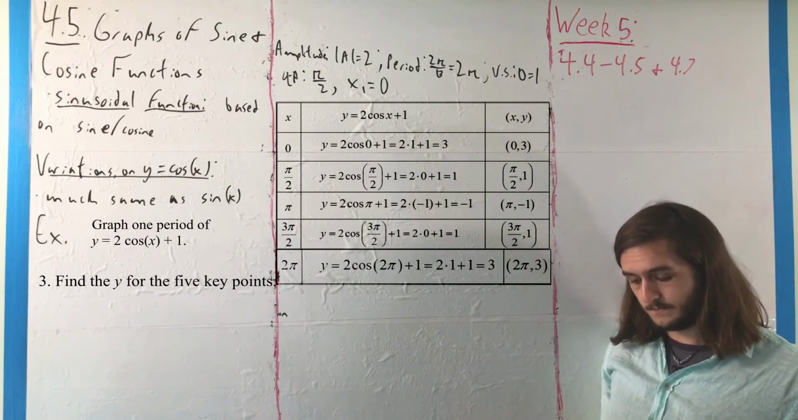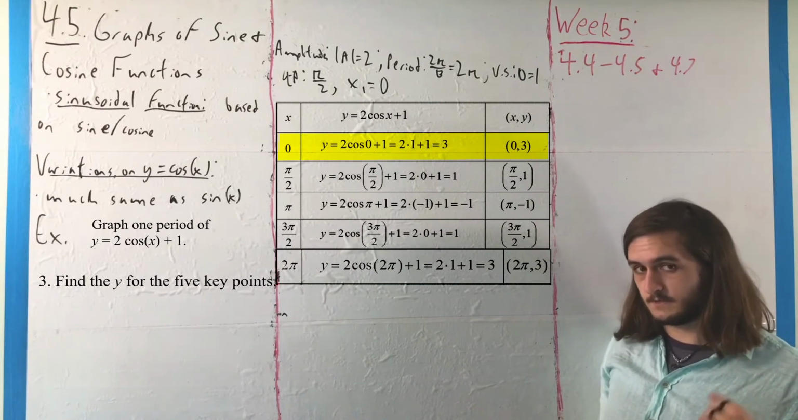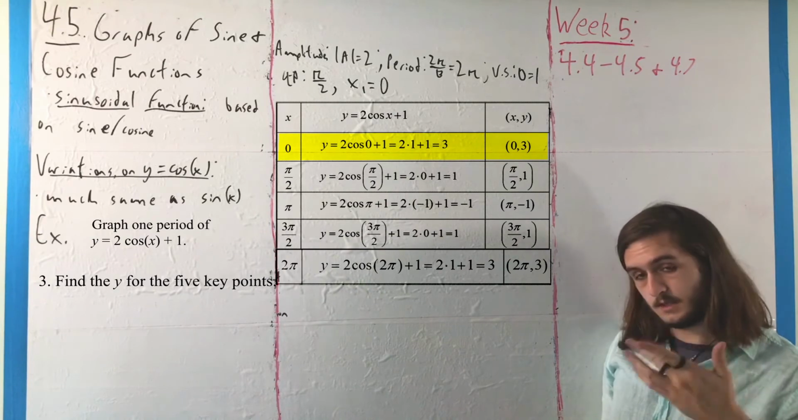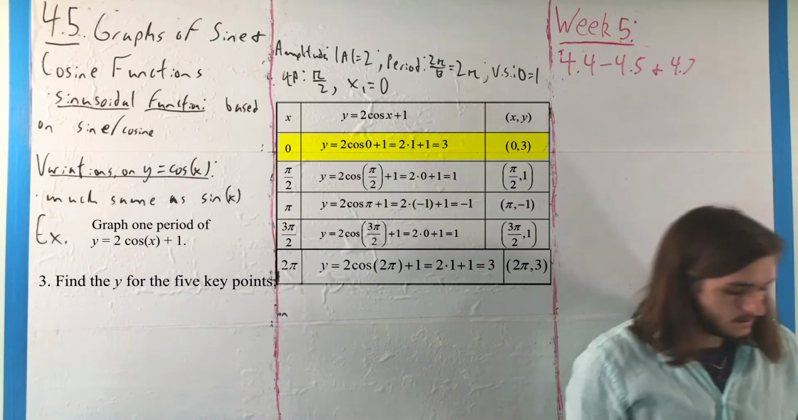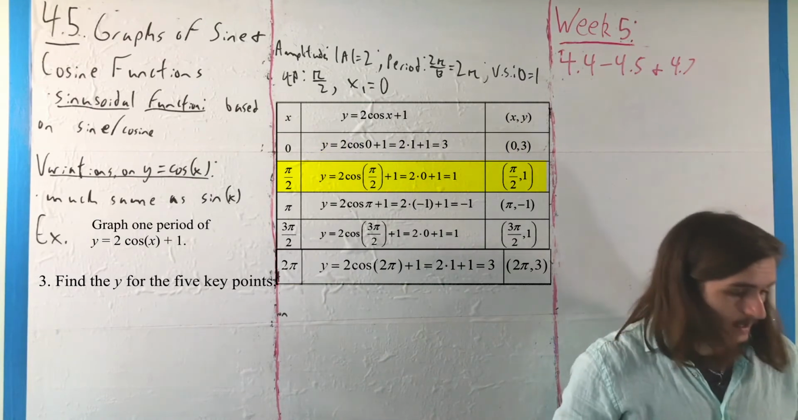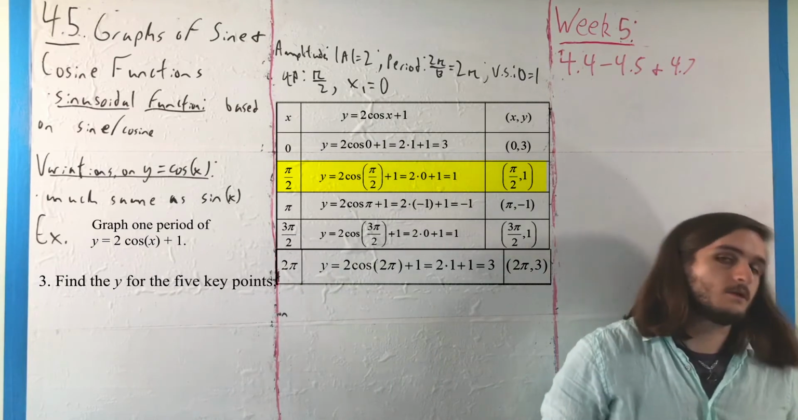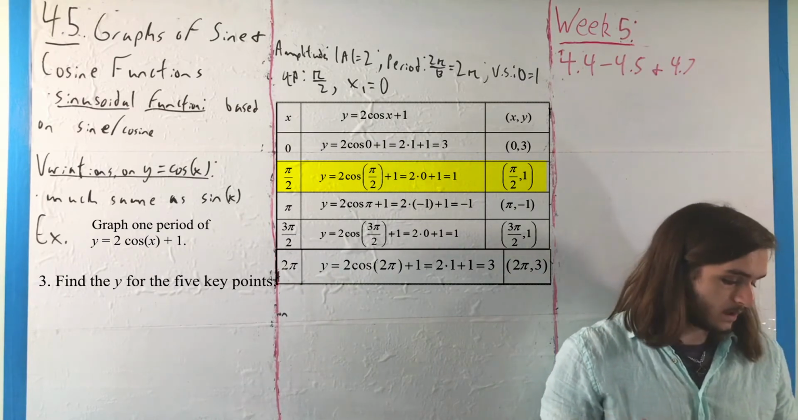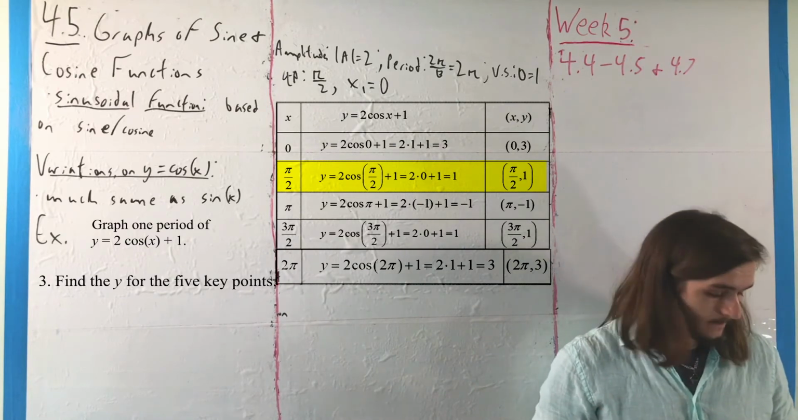So at 0, we're going to have 2 times cosine of 0 plus 1. Cosine of 0 is 1. 2 plus 1 is 3. We get the point 0, 3. For our second point, we evaluate at pi over 2. We have y equals 2 cosine of pi over 2, but cosine of pi over 2 is 0, so we get 2 times 0 plus 1, or 1 for the point pi over 2, 1.